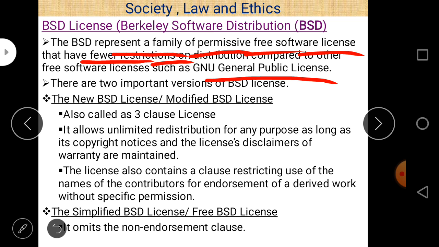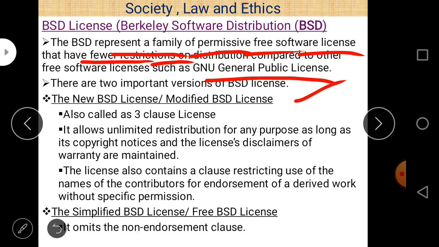First one is the new BSD license. It is also called the 3-clause license, and it allows unlimited redistribution for any purpose as long as its copyright notices, license, and disclaimers of warranty are maintained. And the second point is that the license also contains a clause restricting use of the names of the contributors for endorsement of a derived work without specific permission.